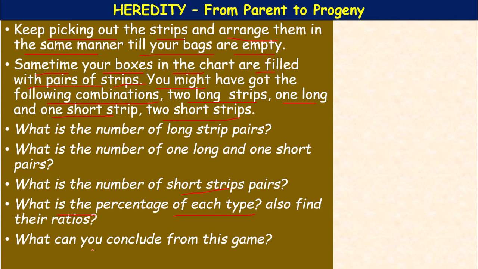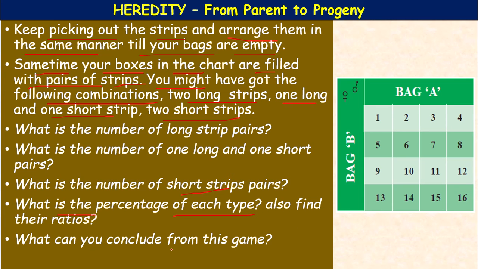If you consider the principle of independent assortment, we will get 9:3:3:1 ratio. What you can conclude from this game? We obtain the combinations. So, we can prove the principle of segregation, principle of dominance, and the principle of independent assortment, the Mendelian principles.